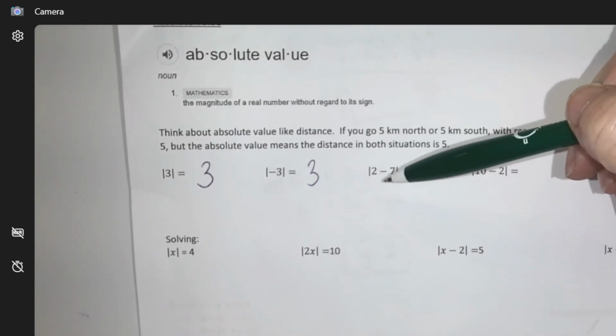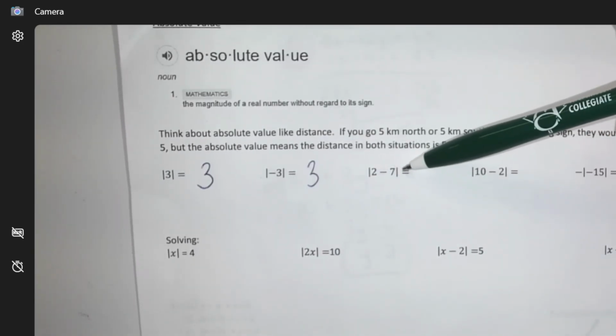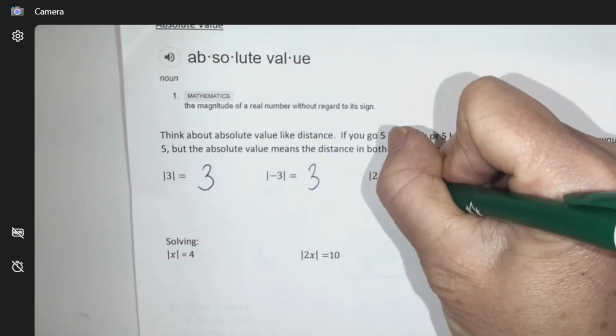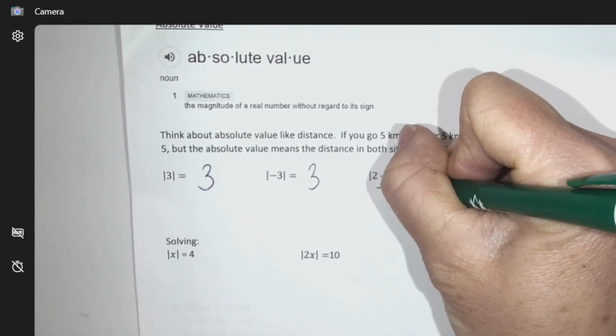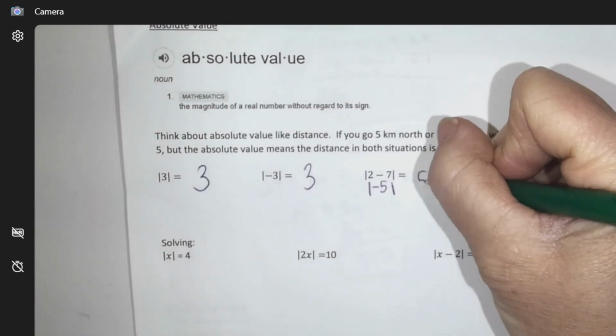Okay, so here it's like BEDMAS. You have to do inside the brackets first. So what's 2 subtract 7? Negative 5. And then what's the absolute value of a negative 5? It's 5.